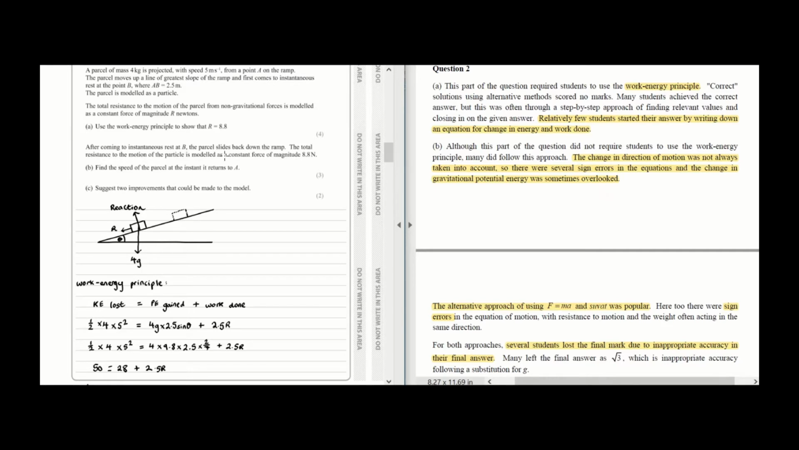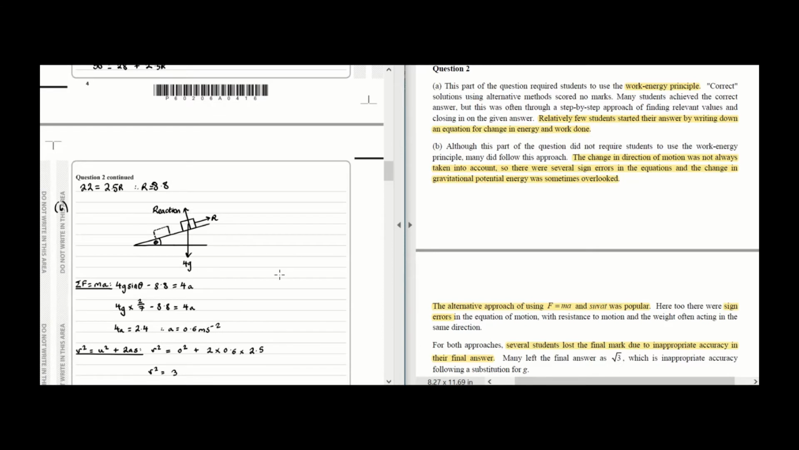In terms of part B, where we had to find the speed of the parcel at the instant it returns to A, you could use the approach of the work energy principle, but you don't have to do that. The change in direction of motion was not always taken into account, so there were several errors in sign. I think over here I drew out a diagram again. If you did use the work energy principle, gravitational potential energy was sometimes overlooked.